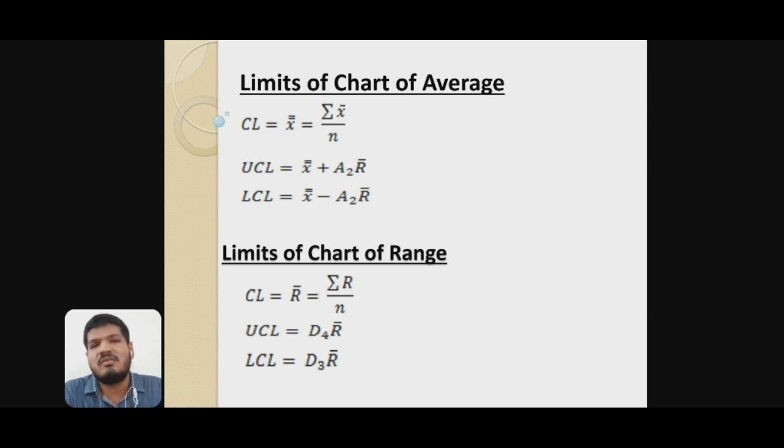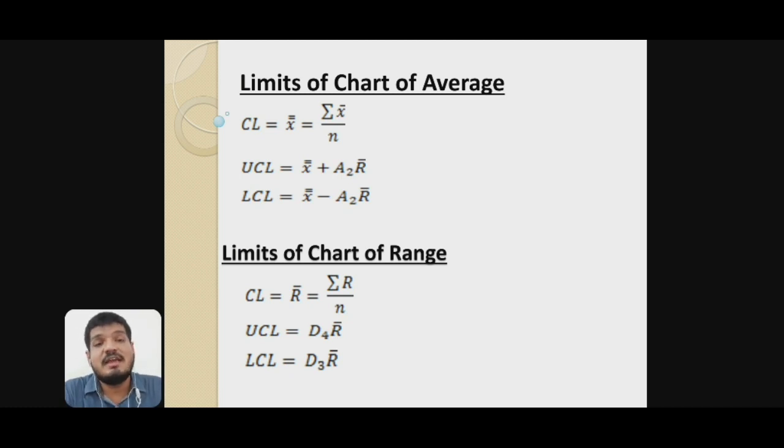Now, limits of charts of average and charts of range. In other words, these are the formulas to find CL, UCL and LCL, which are basically the limits of charts. What is the formula to find CL for the average chart? That is X double bar, and X double bar is found with the help of sigma X bar upon N. UCL is X double bar plus A2 R bar, and LCL is X double bar minus A2 R bar. So CL, UCL and LCL of the average chart are given with the help of these formulas.